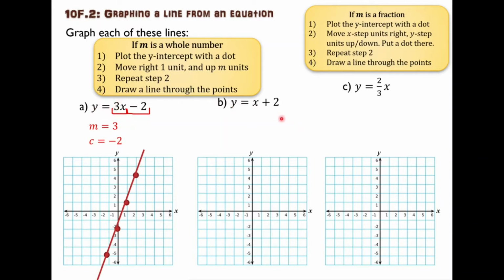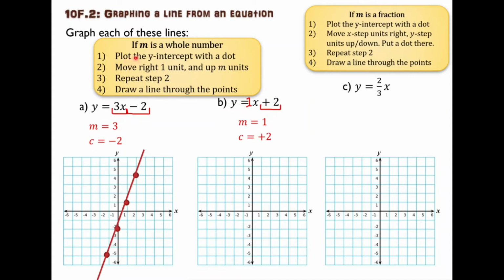We'll do the same for this one. It's not entirely obvious what the gradient is, what the slope is, but remember, if there is no coefficient, you can imagine that the coefficient is 1. Or -1 if there was a minus sign there. So in other words, the gradient, the slope, m, is 1. And the y-intercept is the constant term, the term that doesn't have an x in it, +2.